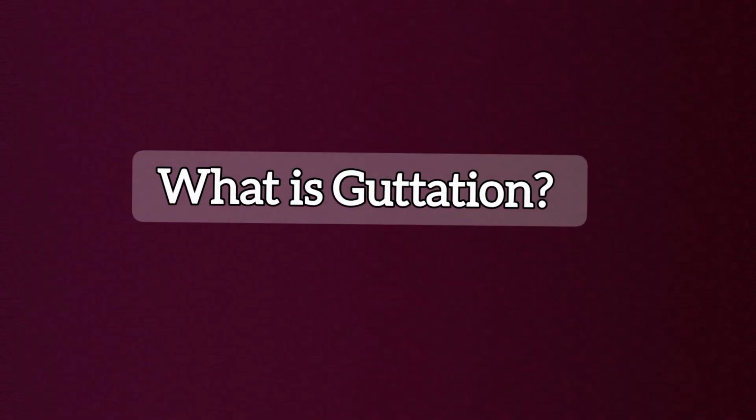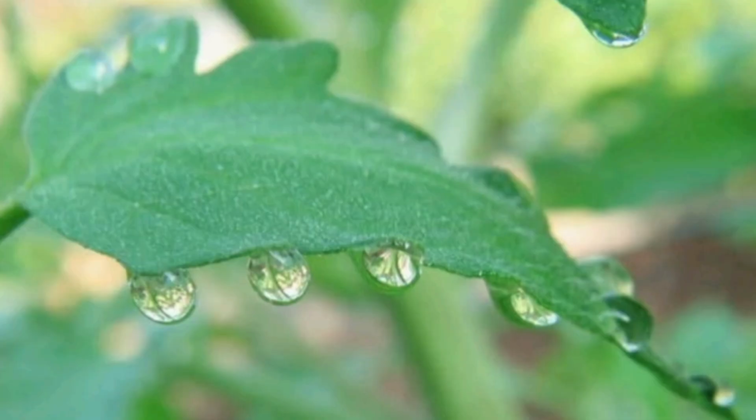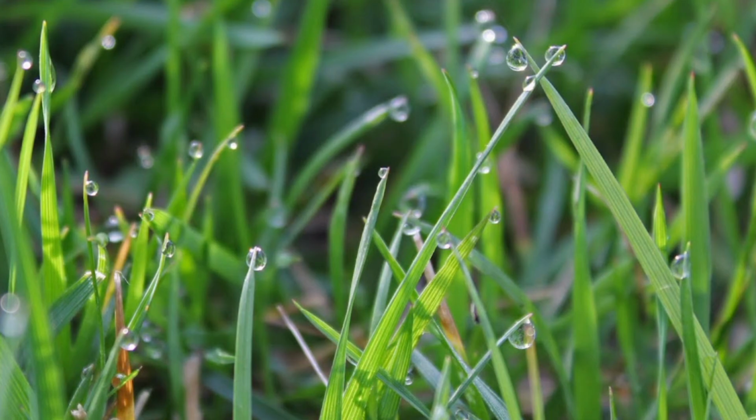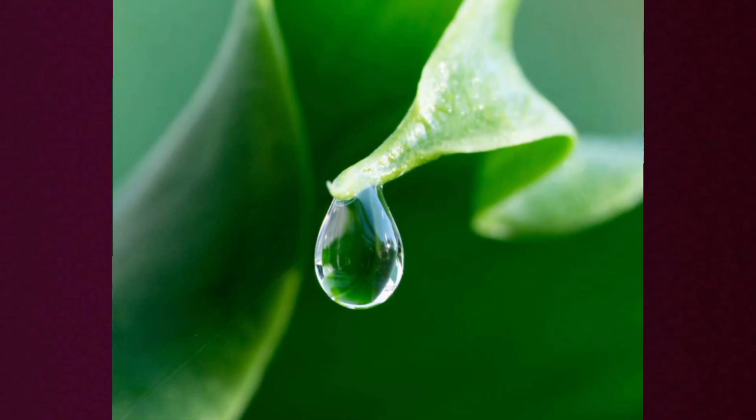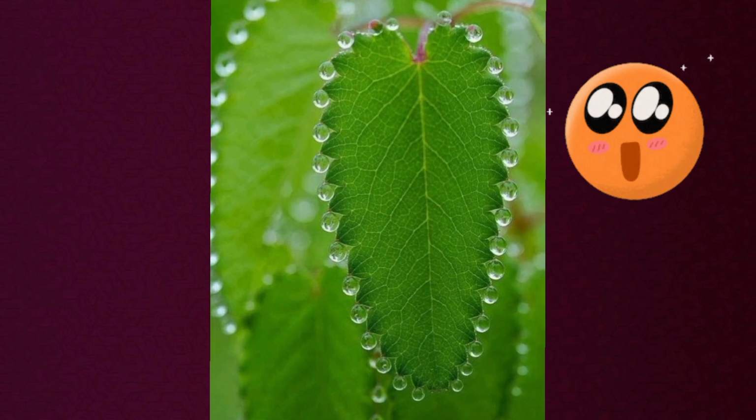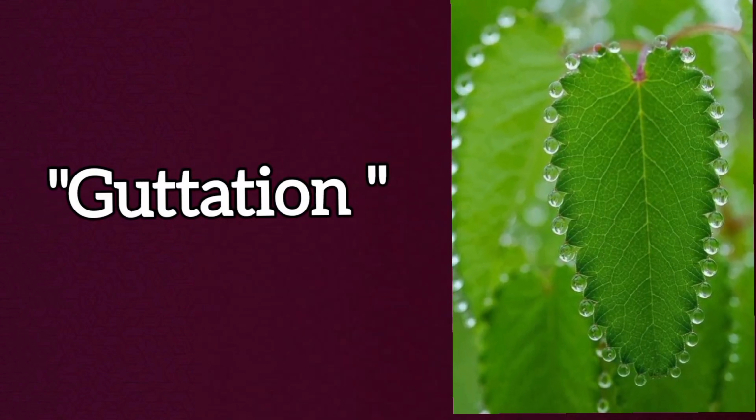What is guttation? Just observe these pictures. Some people think they are raindrops, but in fact, it's a function of the plant that automatically secretes these water droplets on the edges of the leaf, giving a beautiful and wonderful appearance. This phenomenon is called guttation in plants.